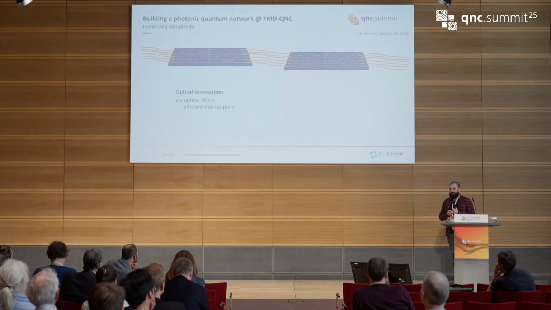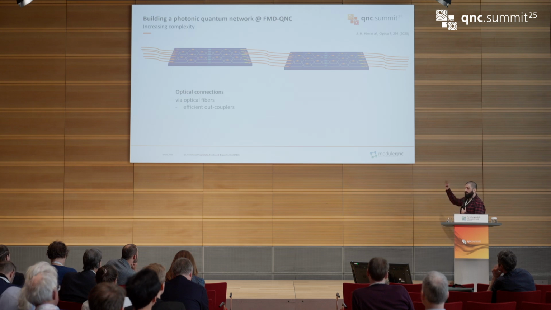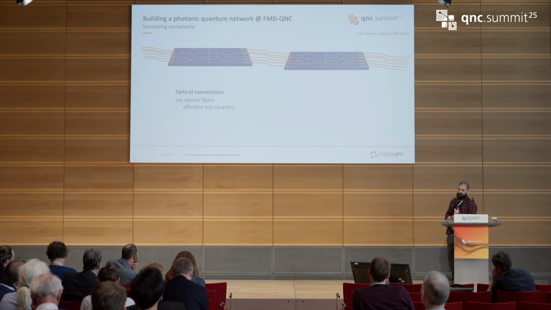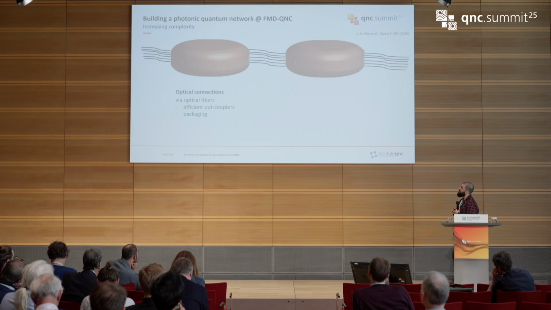The story, of course, doesn't end here. We can move from one chip to a second chip to a third chip and so on and so forth. So we can connect all of these different circuits and increase even more our complexity. To do so, of course, we need very efficient outcouplers to take the light from one chip to the other. And we can then integrate everything into a package. We can close everything to keep everything safe inside our closed chip. And again, all of this is available in the network of FMD.